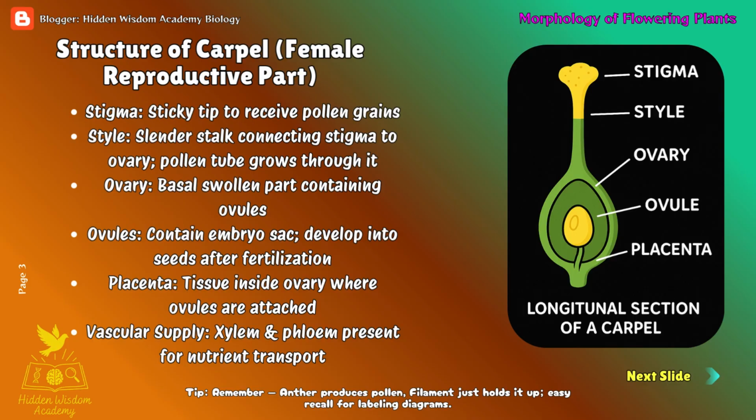After fertilization, the ovary becomes the fruit, and the ovules turn into seeds. Inside the ovary, the placenta is the tissue where ovules attach. Vascular bundles in the ovary carry water and nutrients. Knowing the carpel structure is important for reproduction and diagram-based questions.